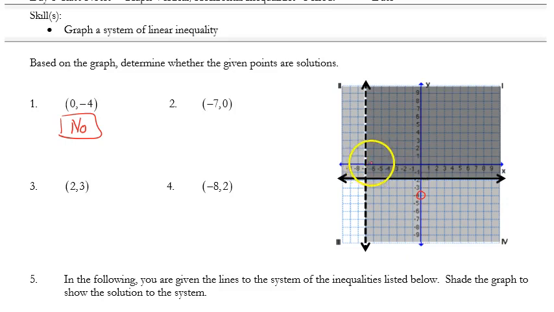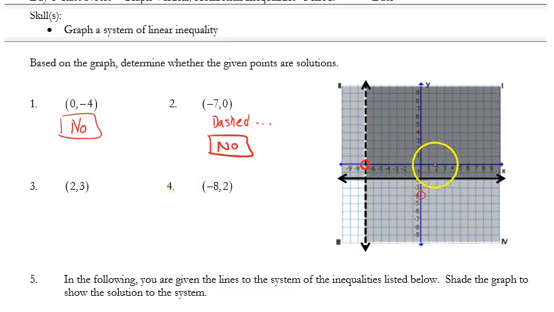Now, (-7, 0). This one can be a little bit complicated. (-7, 0) is right here. You might think it's in the dark shaded region, but it's not, because it's on a dashed line. When it's on a dashed line, it doesn't matter where on that dashed line. Even if it's right next to the dark shaded region, it is not a solution.